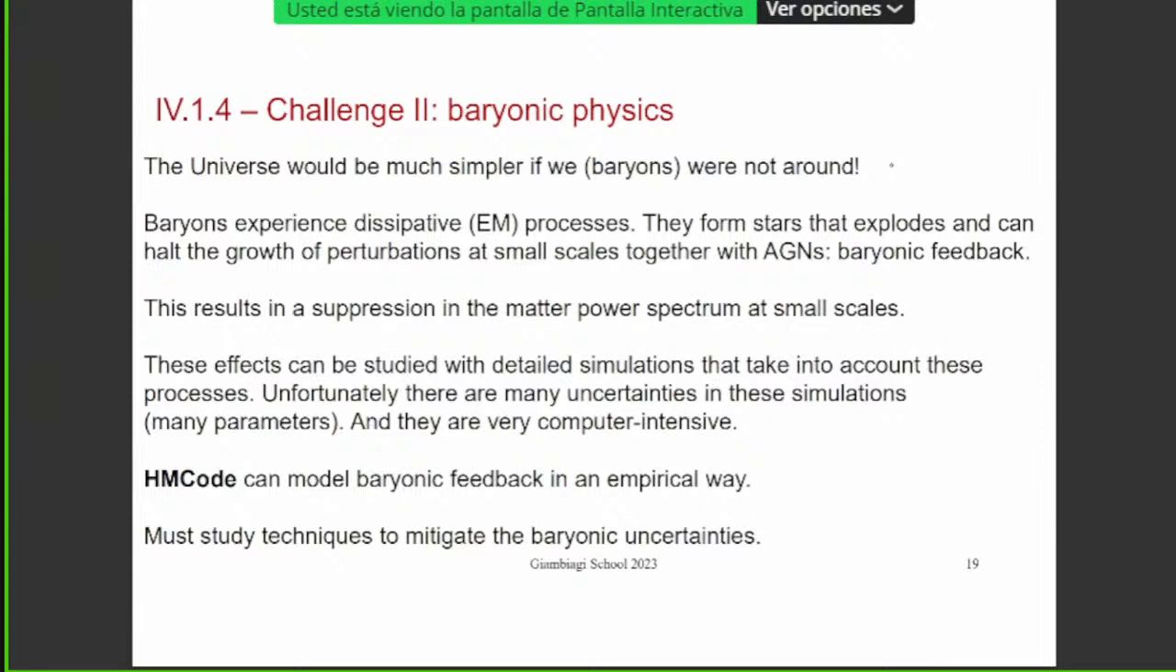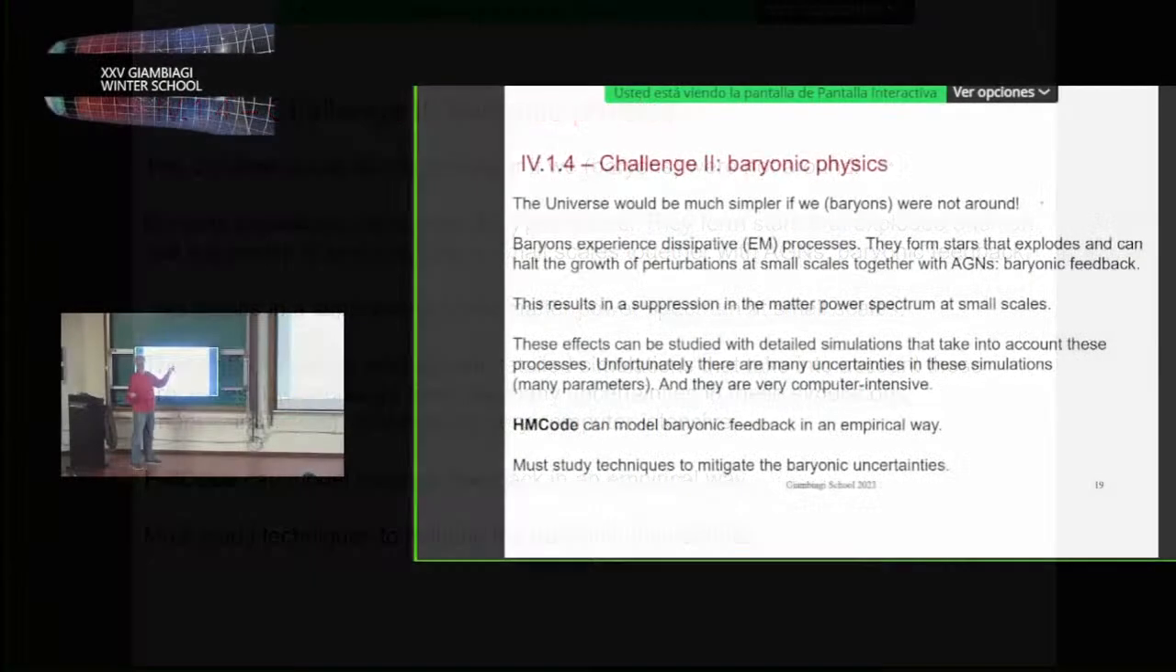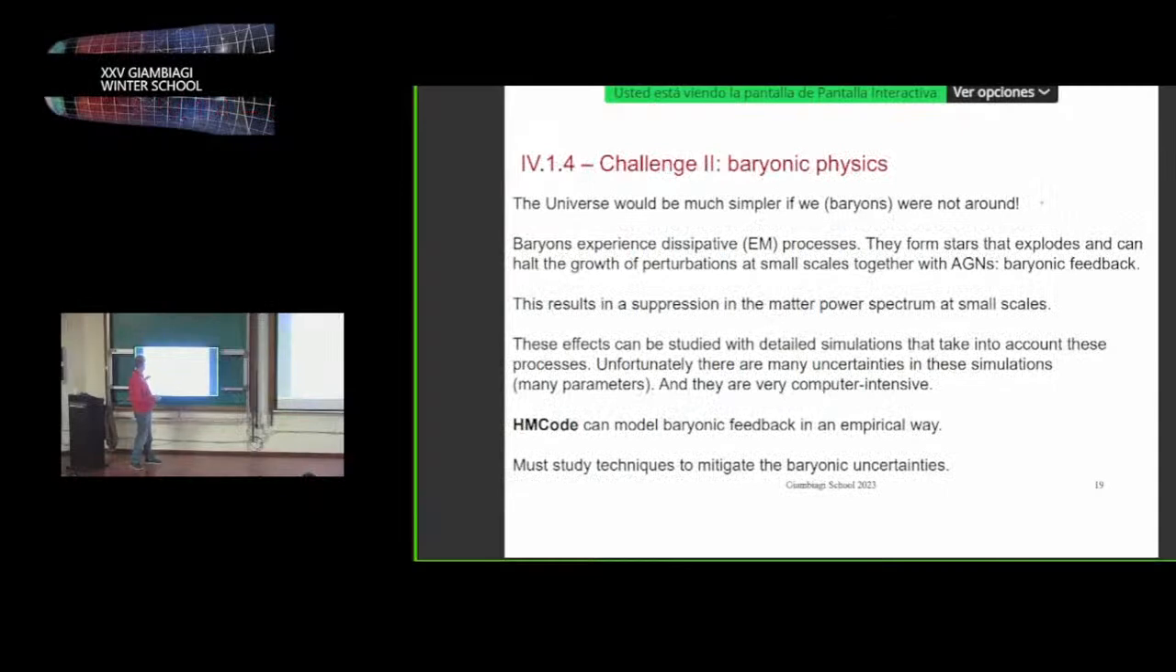So baryons, what's the problem with baryons? They experience dissipative electromagnetic processes, and so they tend to clump and form structures by dissipation. You can form stars, for instance, and then stars can explode, right? Supernovas can explode. And imagine that you have some structure wanting to collapse, and then all of a sudden there is a supernova in the middle that explodes. What happens?